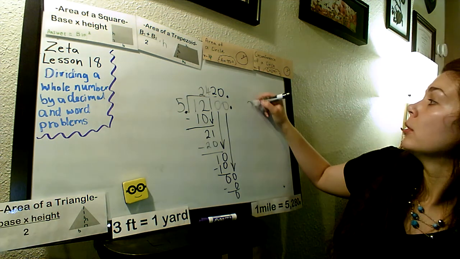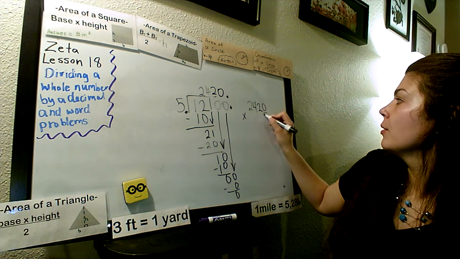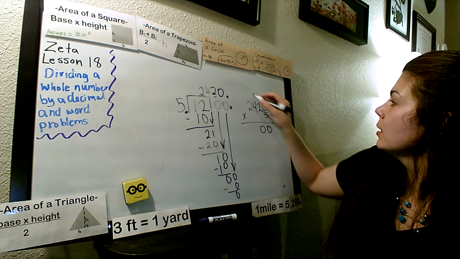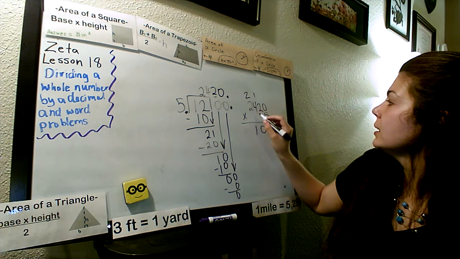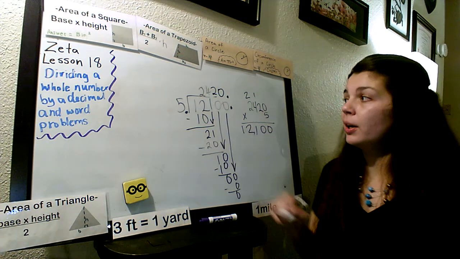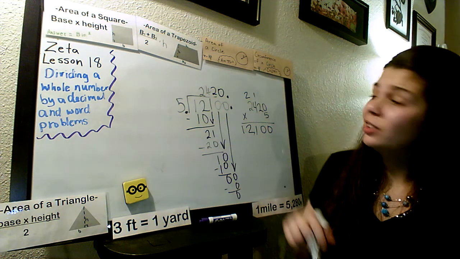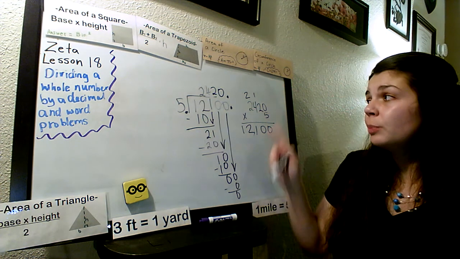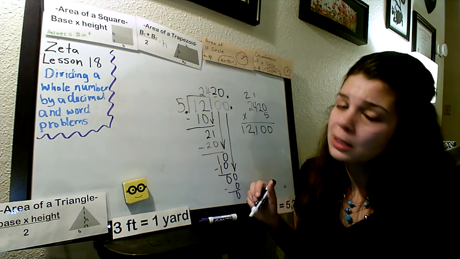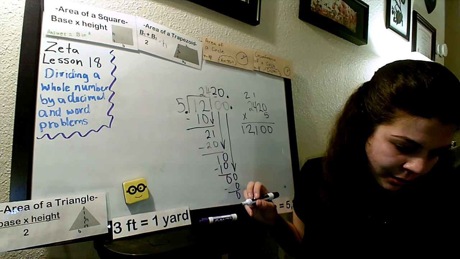2,420. Let's check. 2,420 times 5. 0, 10, 21, 10, 12. And that's it. That's our number. If I wanted to, you could revert back. You could say, okay, I moved this over 2 spaces, I moved this over 2 spaces. For the sake of this lesson, let's not worry about it. All right? Only if it asks you.